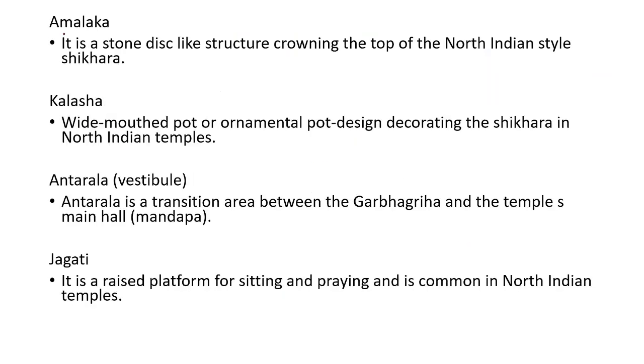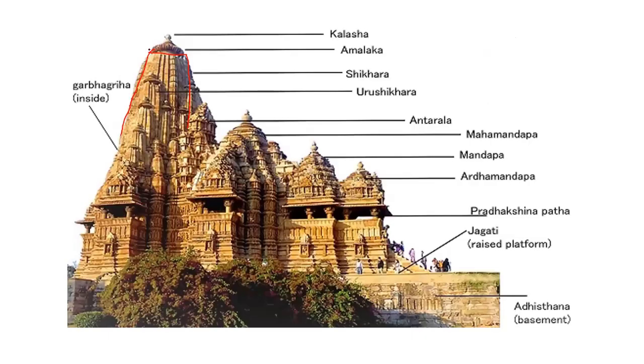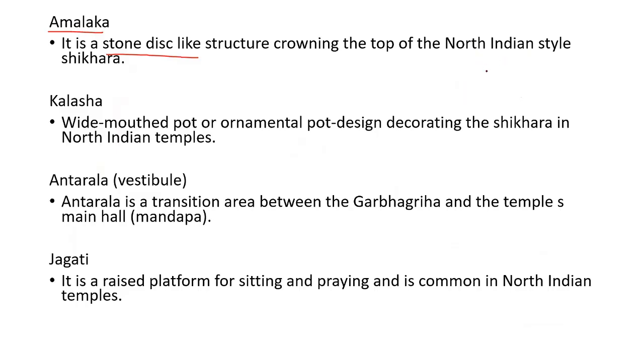Okay, then Amalaka. It is a stone disc-like structure which is found only in the Shikhara. Here you can see this one. See, this is a Shikhara, and above the Shikhara, like this, there is a disc-like stone structure. This is called Amalaka. And Amalaka is present only in the Nagara style of architecture.